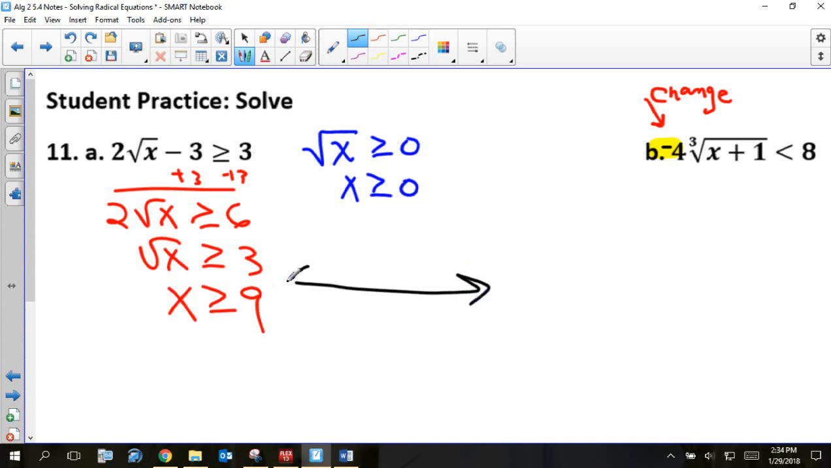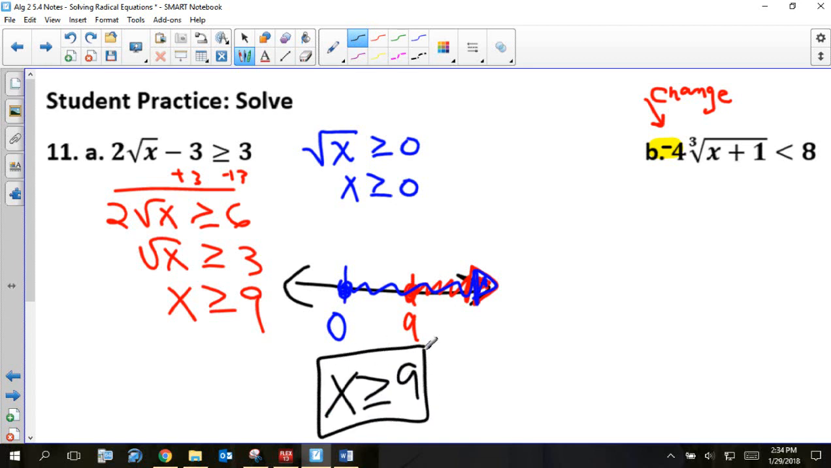So we can look at our number line. We have 9, closed dot, greater than. We have 0, closed dot, greater than. Where do they overlap? At 9, equal to 9, and then which side of 9? So x greater than or equal to 9 would be our final answer for that one.